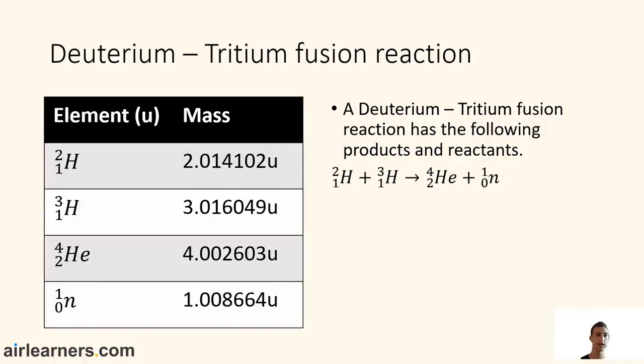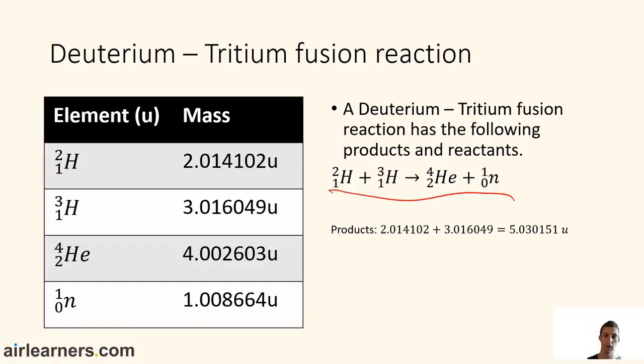Right, let's have a look at a deuterium-tritium fusion reaction. It's got the following products and reactants, which we can see in that formula over there. We've got 1 lot of hydrogen-2, 1 lot of hydrogen-3, and the reactants are helium-4 and a neutron. So the sum of the mass for the products is going to be 1 of these plus 1 of these, which is going to be 5.03, etc. atomic mass units.